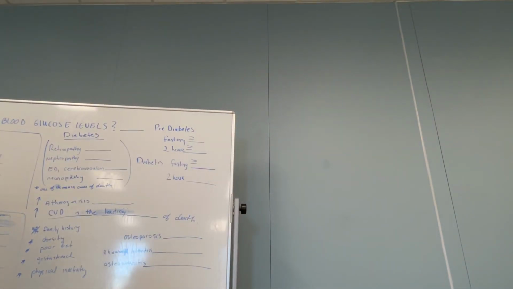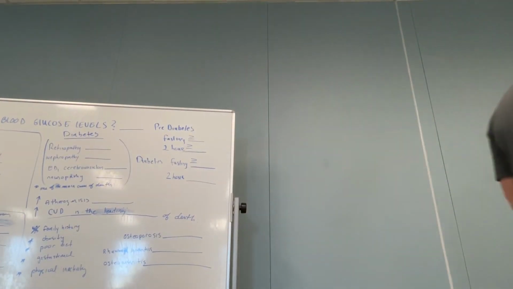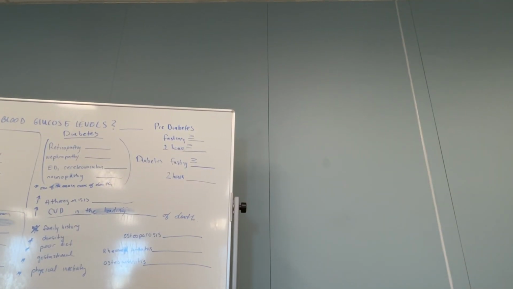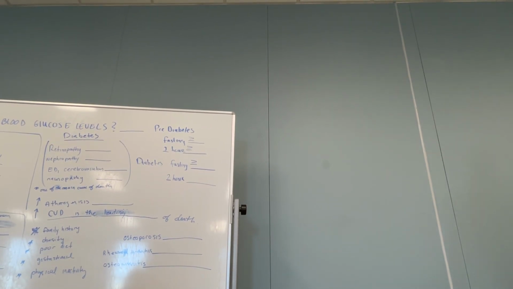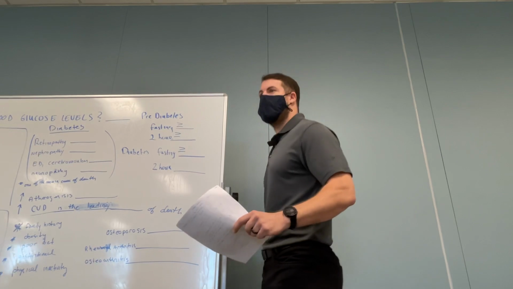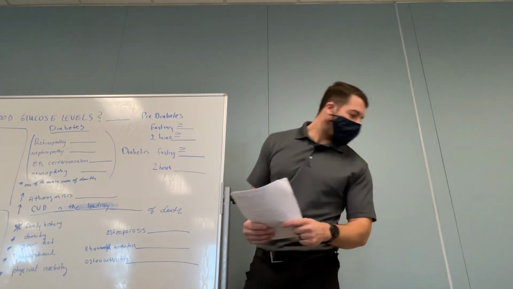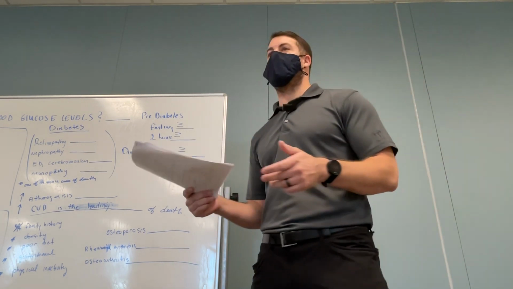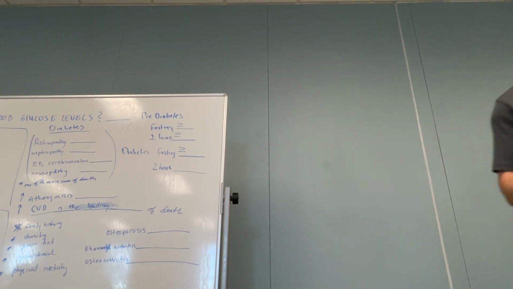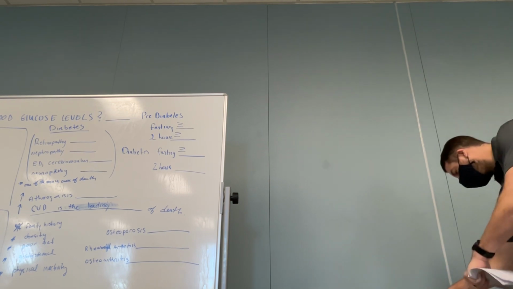All right. So my first question is, what are normal blood glucose numbers? What do you think a good number for blood glucose would be? 90? Okay, good guess. Any other guesses? 100? Okay. 110? 85? Okay. So let me get my marker out here.